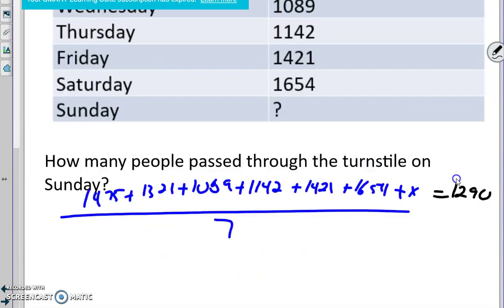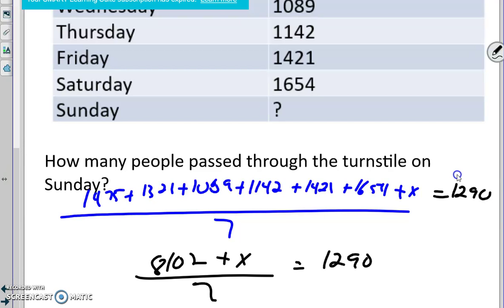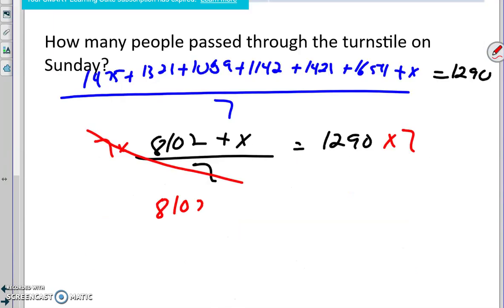Okay. So 8102 plus x, all over 7, is equal to the average of 1290. So same steps as before. We've got to get rid of that divide by 7. How do we get rid of divide by 7? We're going to multiply. Times 7. Those ones cancel. I'm left with 8102 plus x equals 1290 times 7, which is 9030.